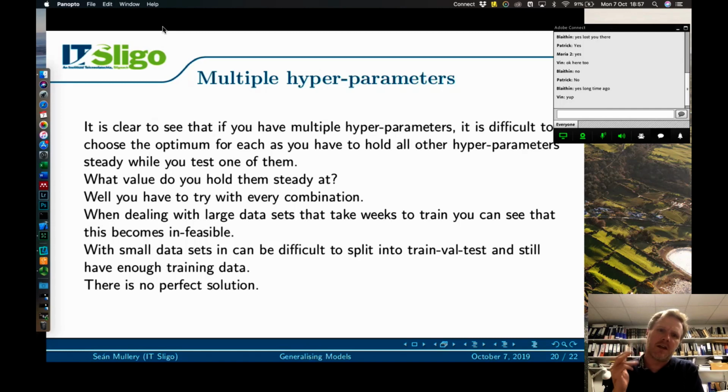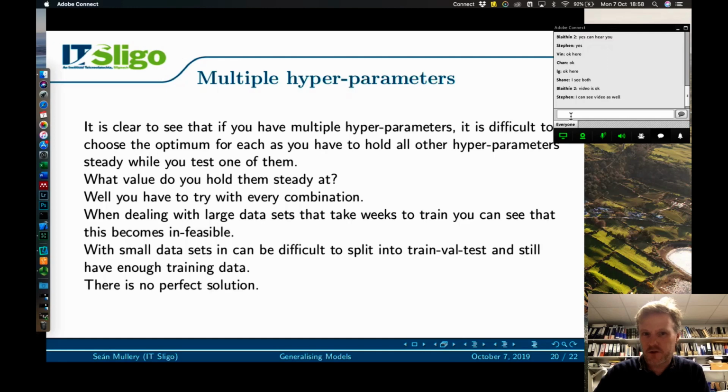It's clear to see that if you have multiple hyperparameters, it is difficult to choose the optimum for each, because you've got to hold all the other hyperparameters steady while you test one of them. And then the question is, if I hold all the other hyperparameters steady, what value do I hold them at? So the problem is, if you have to hold all of the hyperparameters steady while you tune one of them, what value do you hold them steady at?